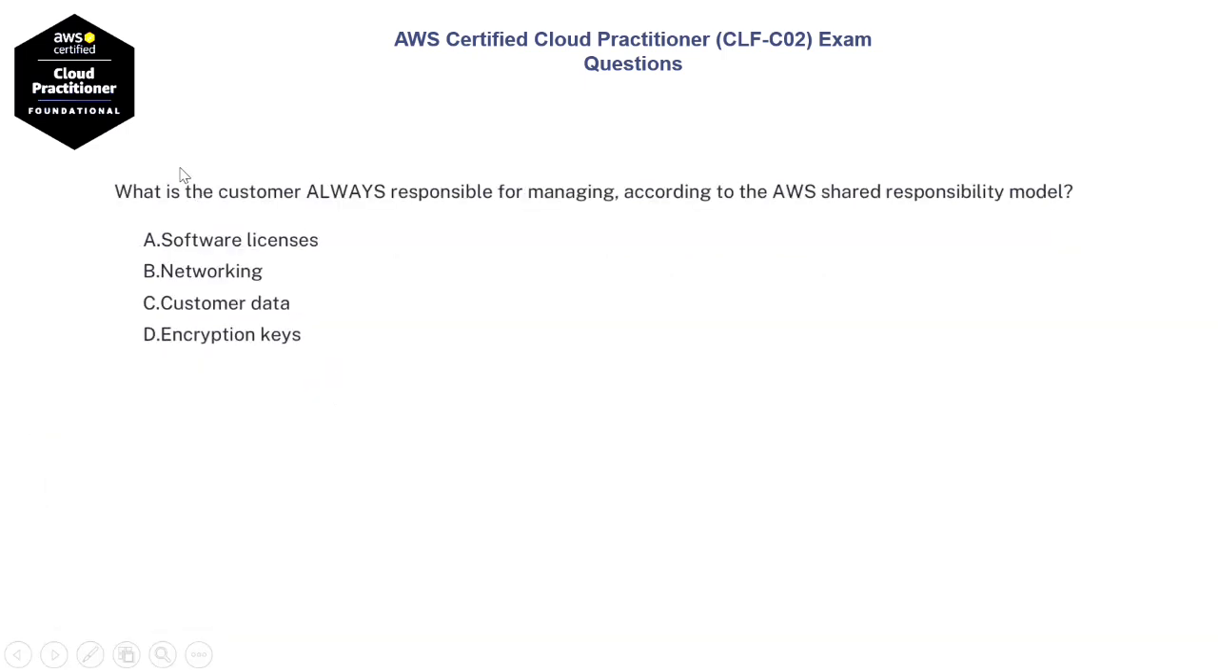Next question. What is the customer always responsible for managing according to the AWS shared responsibility model? Option A, software licenses. Option B, networking. Option C, customer data. Option D, encryption keys. The right answer is option C, customer data.